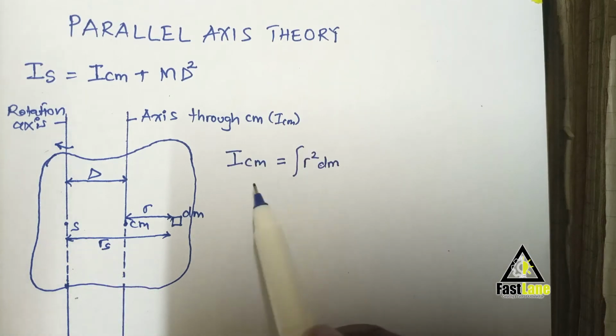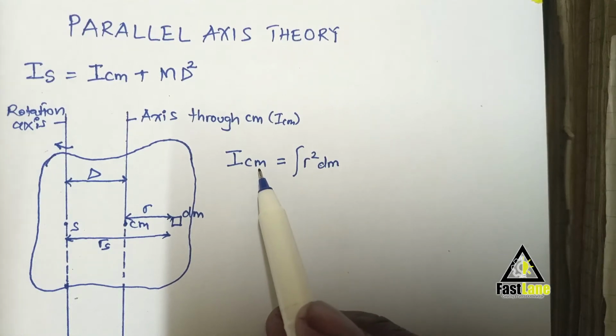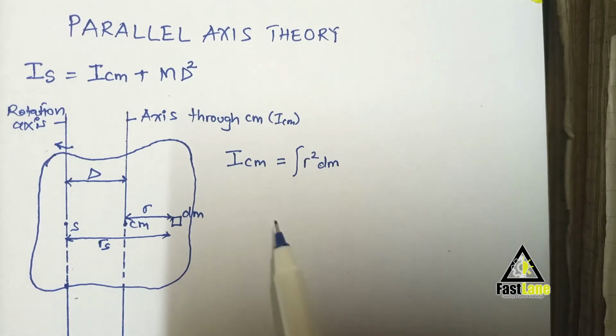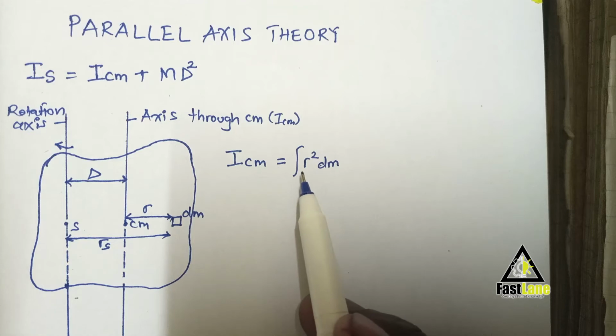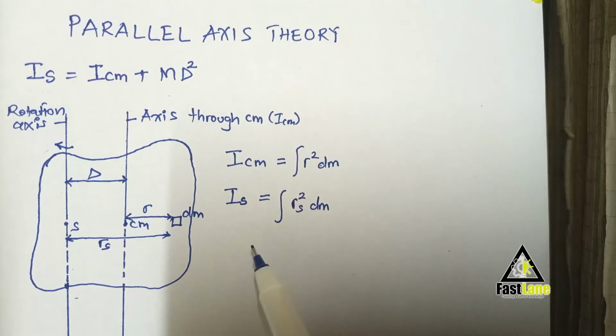Let us start with a general equation. The moment of inertia about the center of mass is equal to the integral of r squared dm. This is a general equation that says that for us to get the moment of inertia about the center of mass, we shall have to integrate the square of the perpendicular distance with respect to the element dm. On calculating the moment of inertia about another axis, which is the rotational axis, we shall get this by integrating the square of the perpendicular distance r_s from the element dm.